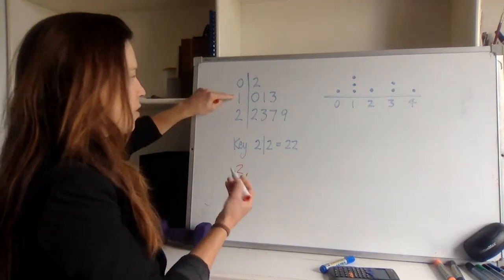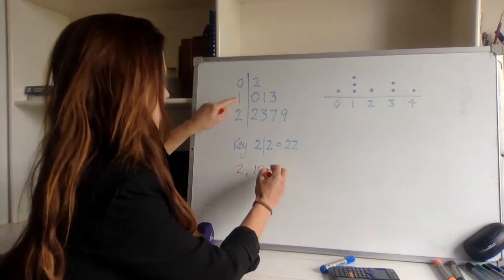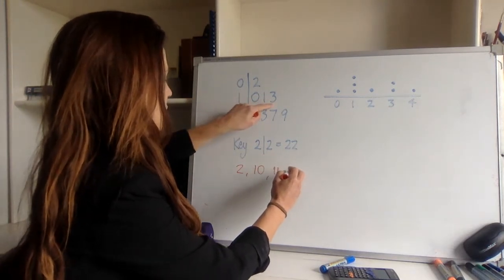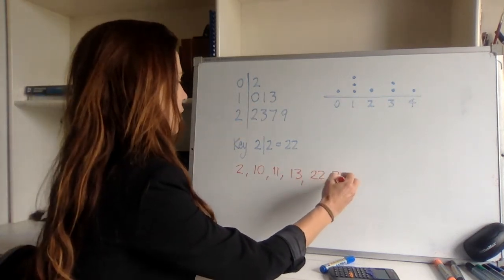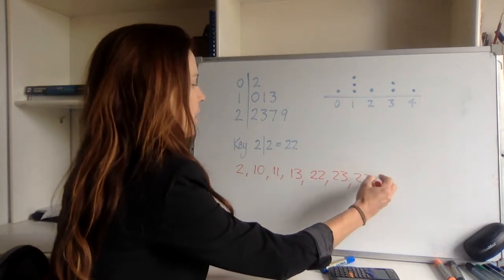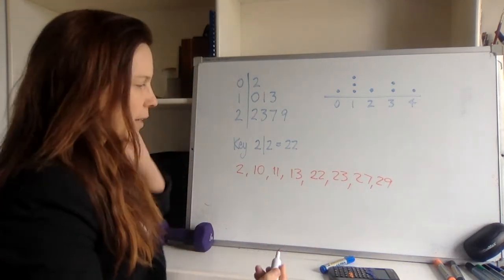And then here we've got numbers from 10 to 20. So this is 10, 11, 13. And here, these are all numbers in the 20s. So 22, 23, 27, and 29. Now that we've got a list like that, it's much easier to calculate our parameters.